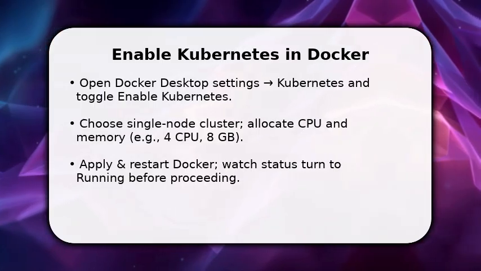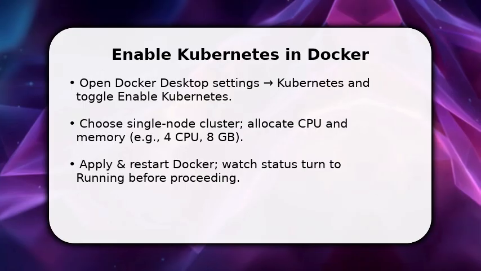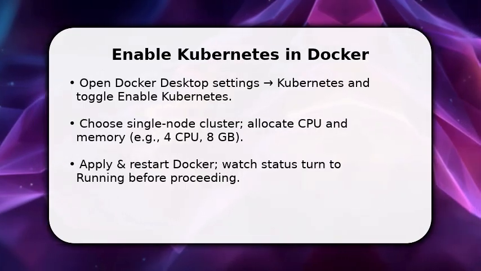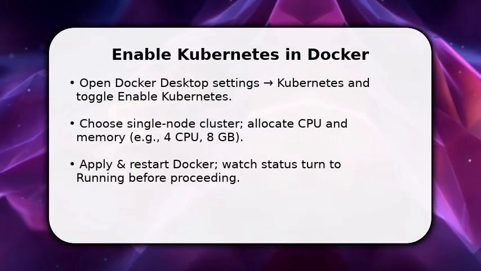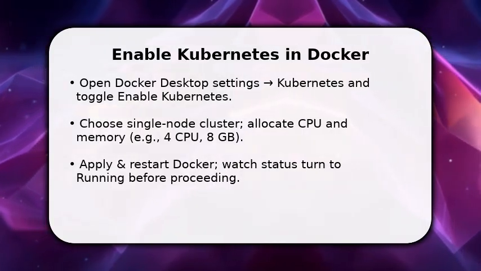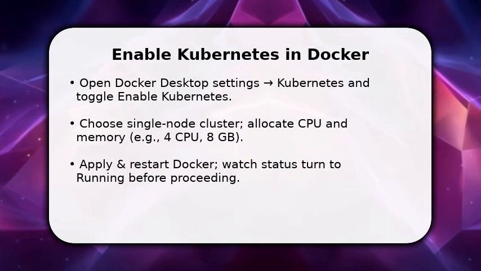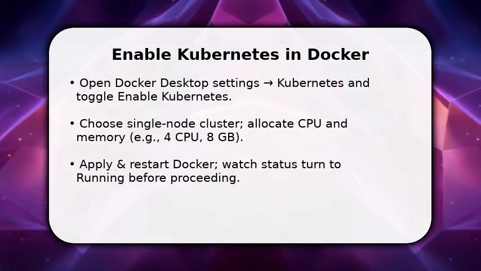Once done, click Apply and let Docker restart. This creates the kubeconfig entry and a local control plane. Make sure Docker's status becomes running and Kubernetes shows as enabled. You'll need that before you run kubectl commands or deploy any manifests.